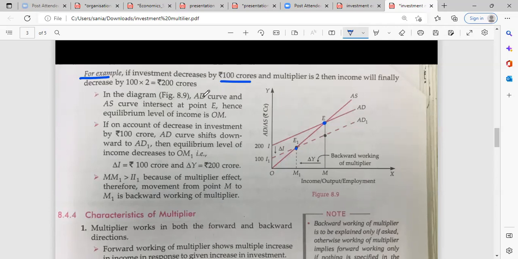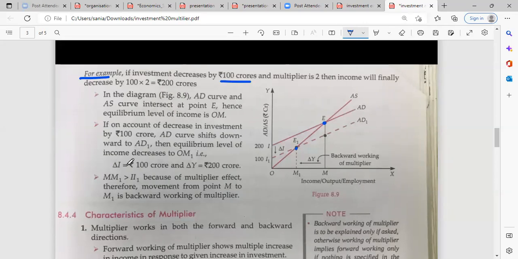So in this diagram, AD curve and the AS curve intersect at the point E, hence equilibrium level of income is this. This is the equilibrium level. So if on account of decrease in investment by 100 crore, AD shifts downwards to AD1. So from AD to AD1, this will happen. The equilibrium level of income also decreases from OM to OM1.